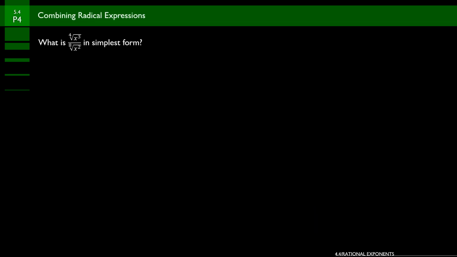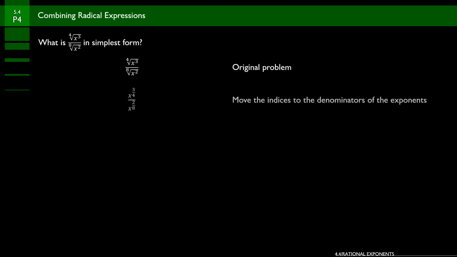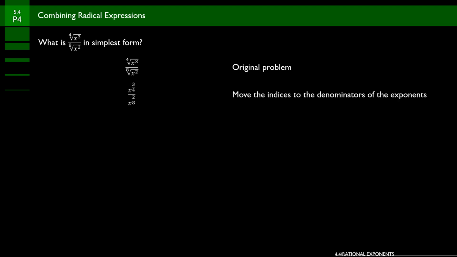For problem number 4, we're given: what is the 4th root of x cubed over the 8th root of x squared in simplest form? So we start off with our original problem, and we know that anytime you want to divide or multiply radicals, you have to have the same index. Well, until now. Now that we know how to use rational exponents, we can use them to solve these problems. So take that 4th root and move it up underneath the 3. So you get x to the 3/4. Take the 8th root and move it up under the 2, and you get x to the 2/8.